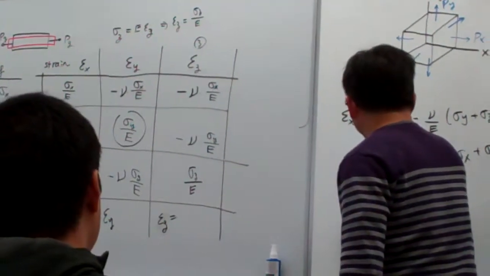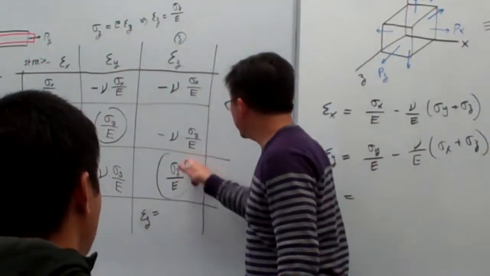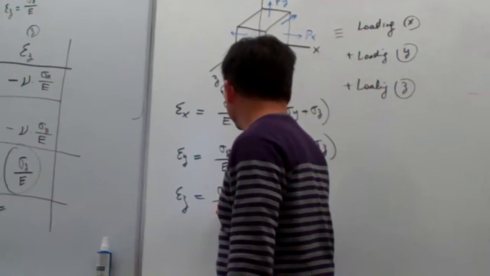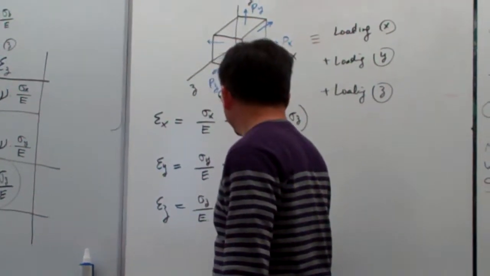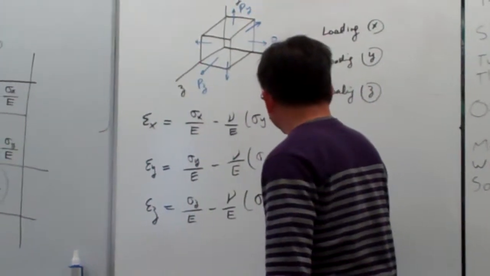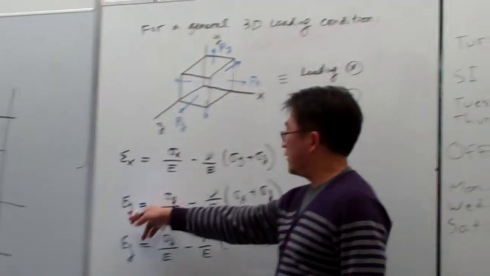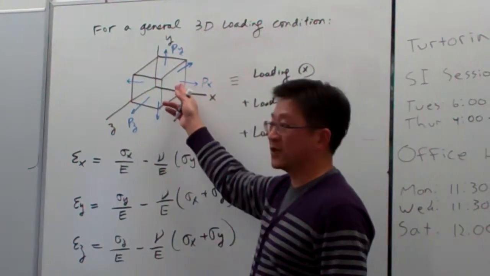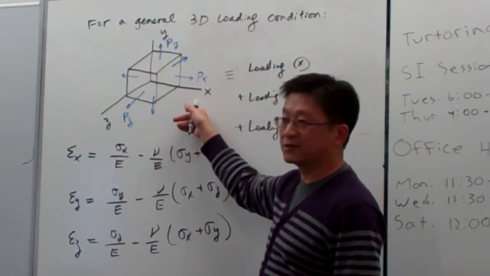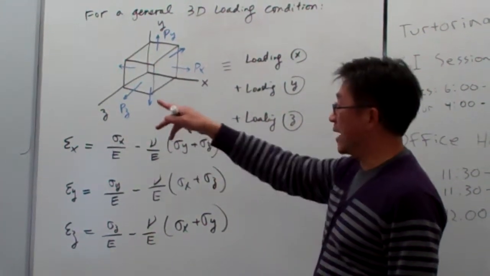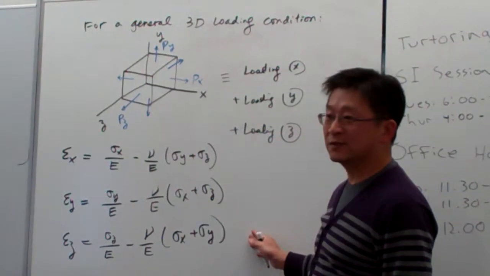Sigma z, and again, let me put this term at the leading positions, sigma z divided by E, minus mu over E, sigma x plus sigma y. So this tells us the relation between the strain and the stress for the three-dimensional most general loading case. This equation is called generalized Hooke's law for 3D.